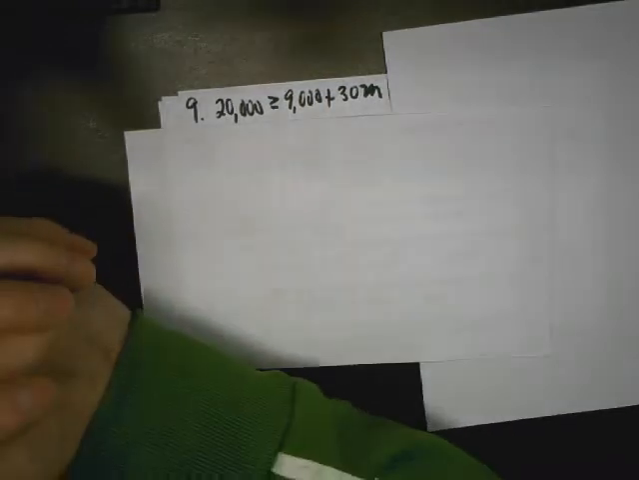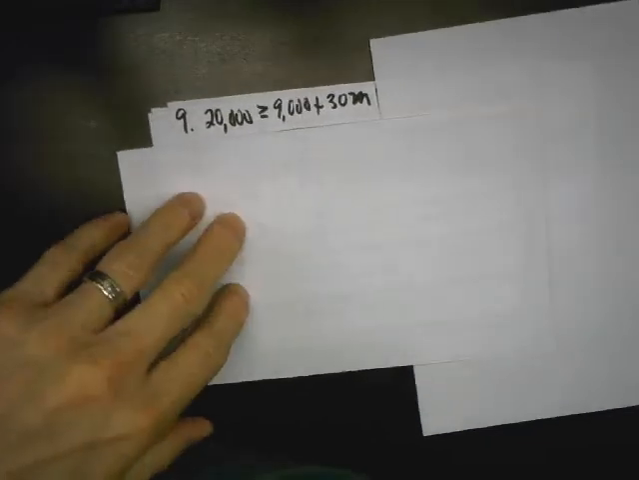So number 9 says Trinity is filling up a tank. So she wants to get 20,000 gallons in the pool. She already had 9,000 gallons in the pool. She starts adding water at a rate of 30 gallons per minute. Write an inequality that shows the number of minutes m she can add water without overflowing.